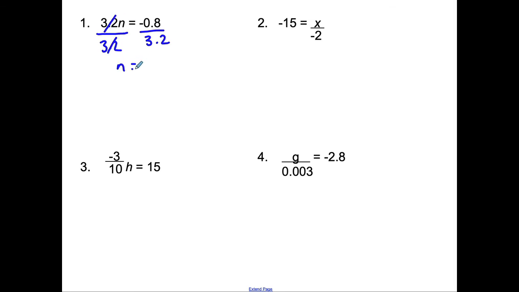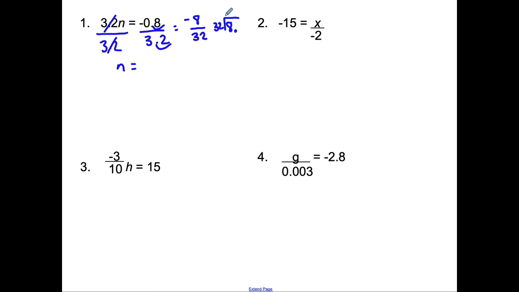So I have n equals, and then I'm going to move my decimal 1 place over. I'm just going to rewrite it so it's a little neater. -8 divided by 32. I can't say 32 divided by 8 is 4. So if I want to think about it as a fraction, I could simplify it. If I want to do the division, which I'm guessing most of you probably did, I'm going to go ahead and do it that way.